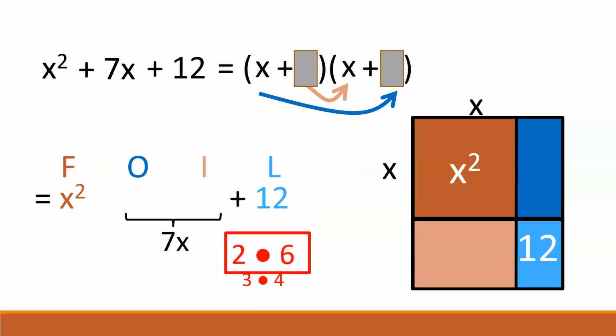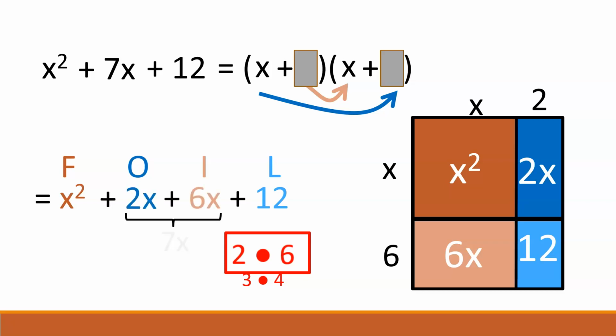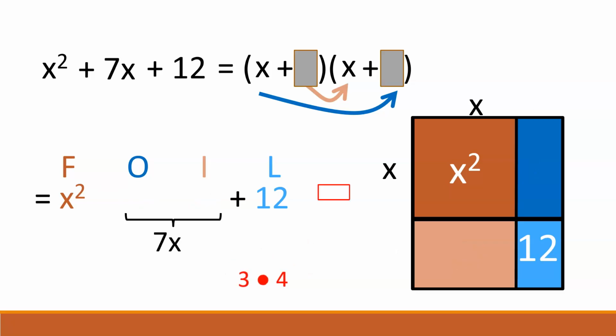So let's move on and look at 2 times 6. 2 times 6 definitely is 12. Now, what would that give us for the areas of the other two rectangles? Well, 6 times x is 6x, and x times 2 is 2x. So 6x plus 2x, that's 8x. Still not the 7x we're looking for. So we can eliminate that possibility.